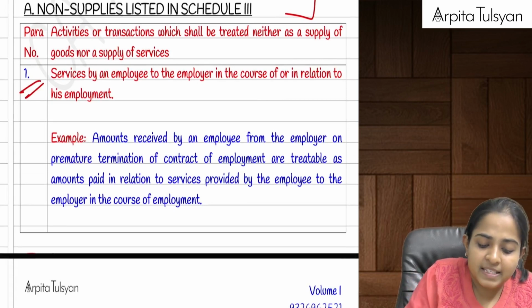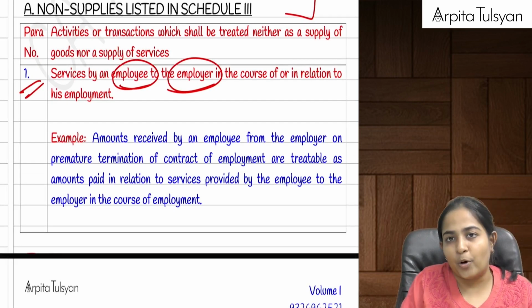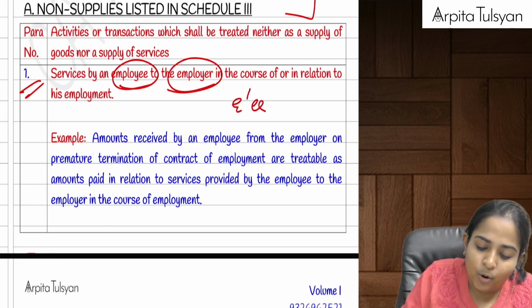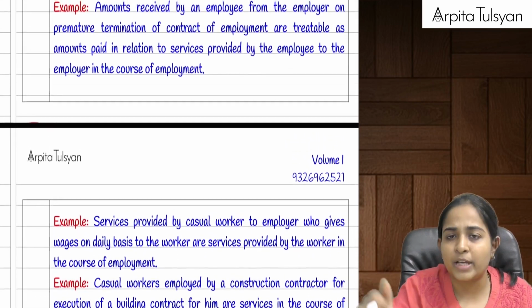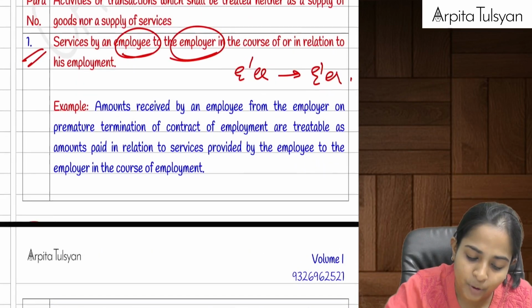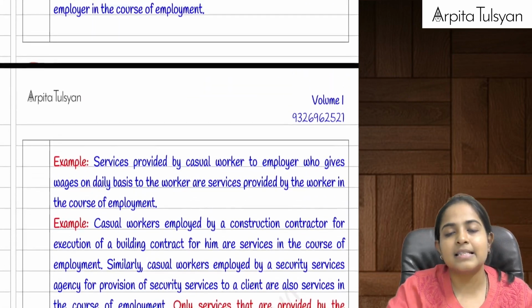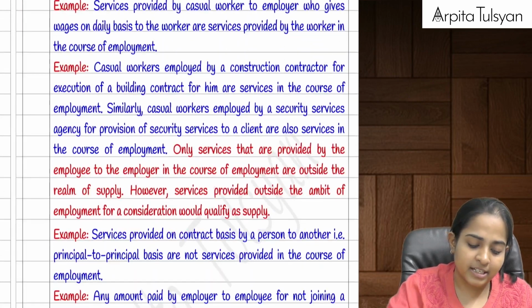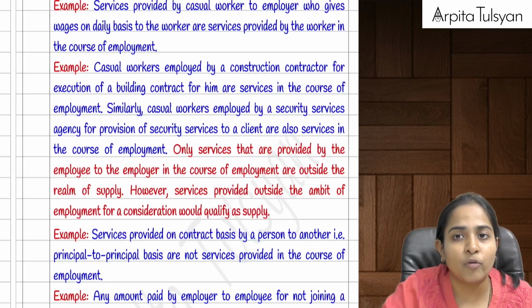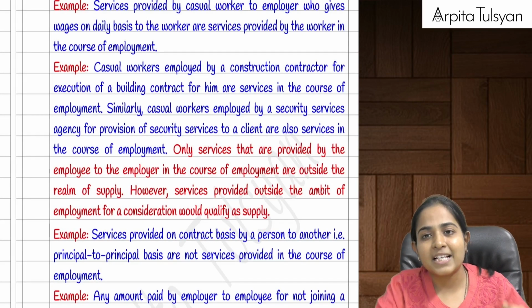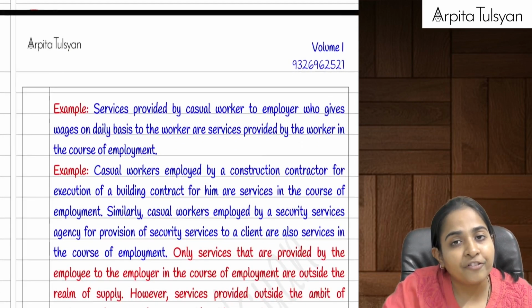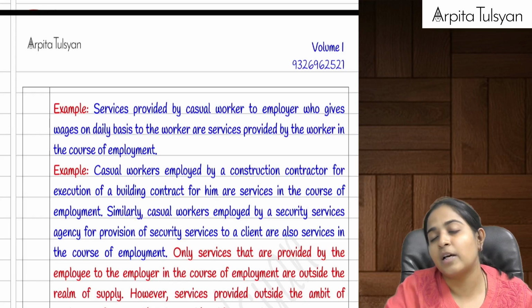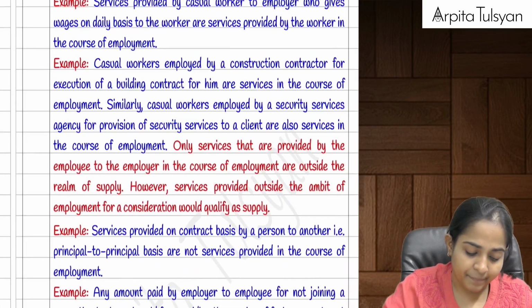First one, services given by an employee to the employer in the course of his employment. Normally, employee gives services to the employer, and for that employer pays salary to the employee. They are telling that this does not amount to supply. And can we also recollect that perquisites given by the employer to the employee are also in the form of consideration, as agreed in the agreement, so even that was not considered as a supply. What about gifts? Gifts up to 50,000, not a supply, but gifts exceeding rupees 50,000 totally will be considered as a supply. Are you clear with this?